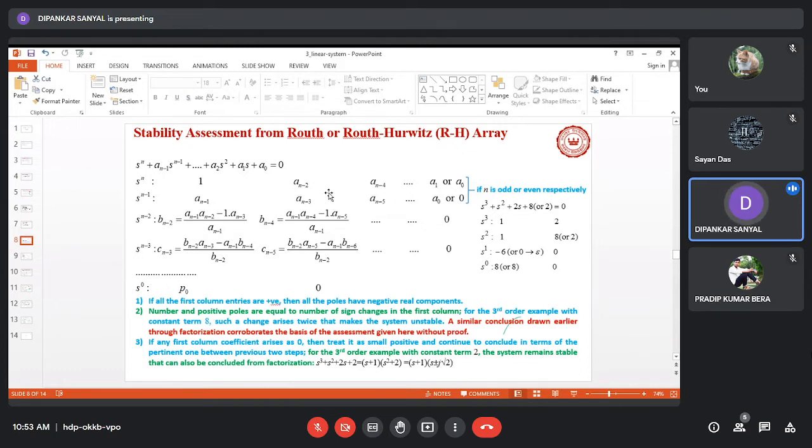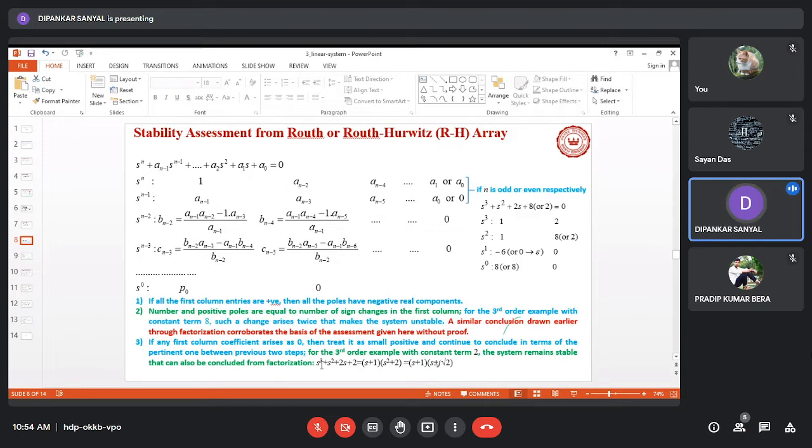Here we have introduced this array without proof, but since we have introduced it without proof, we are discussing one problem that shows that the statement that we have corresponding to the Routh array is obeyed by what we see from direct factorization. And in the other case, when instead of 8 we have 2, we see 1, 1, epsilon and 8. So in this case, there is no sign reversal. So the system would be stable.